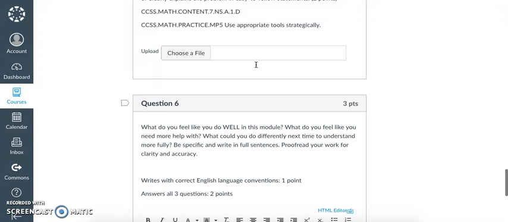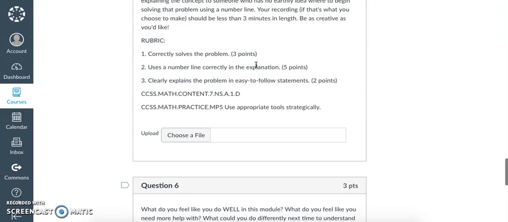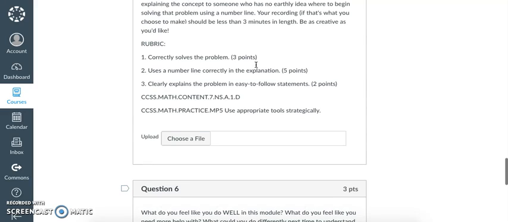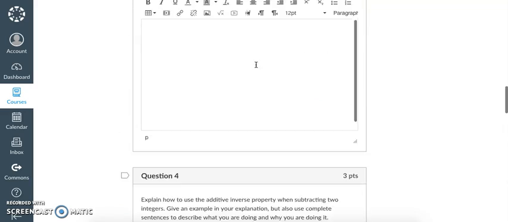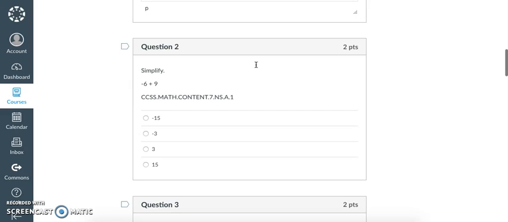I've also included the state standards and the standards for mathematical practice within the questions. My students are familiar with this format already. The assessment also includes various types of items and tasks. They are asked to solve a simple expression, such as in number 2, explain concepts in their own words, and apply concepts to real life beyond the virtual classroom.